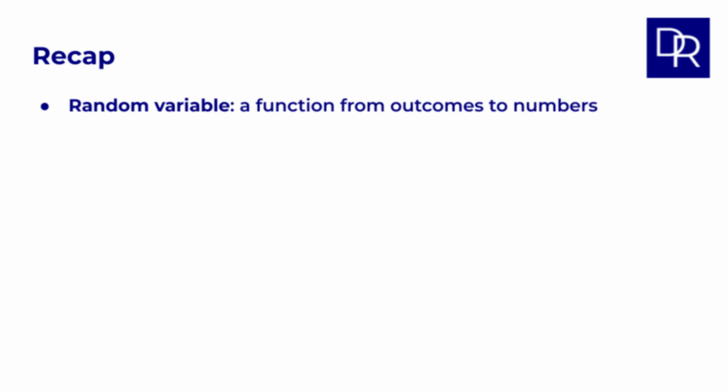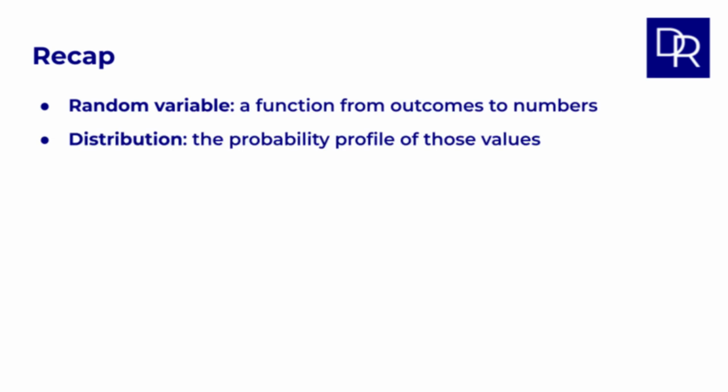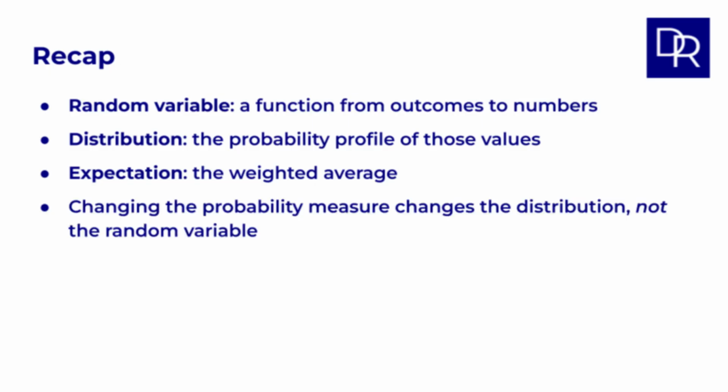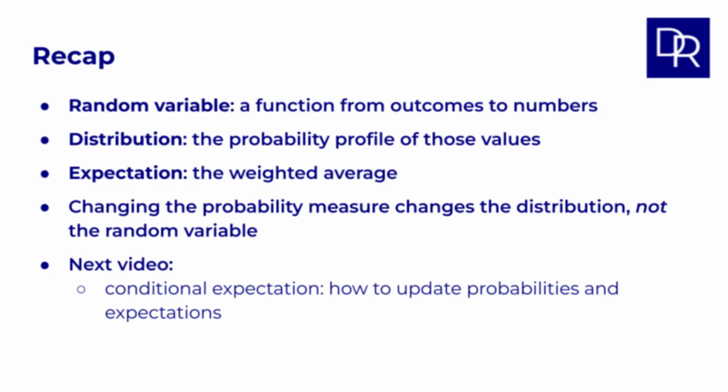To recap, a random variable is a function from outcomes to numbers. Its distribution is the probability profile of those values. Expectation is the weighted average. Changing the probability measure changes the distribution, not the random variable. In the next video, we'll explore conditional expectation, how to update probabilities and expectations when new information arrives.